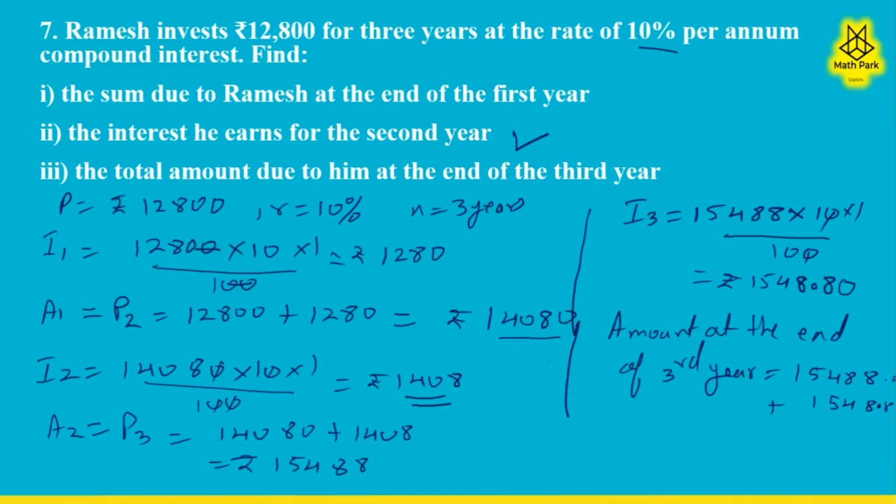154.880. Add this. So this is 80 paisa. 8 plus 8, 16, carry 1. 8 plus 4, 12 plus 1, 13. Carry 1. You get 10. Carry 1, 7. So we get rupees 17,036 and 80 paisa. This is the amount which was due to him at the end of the third year.